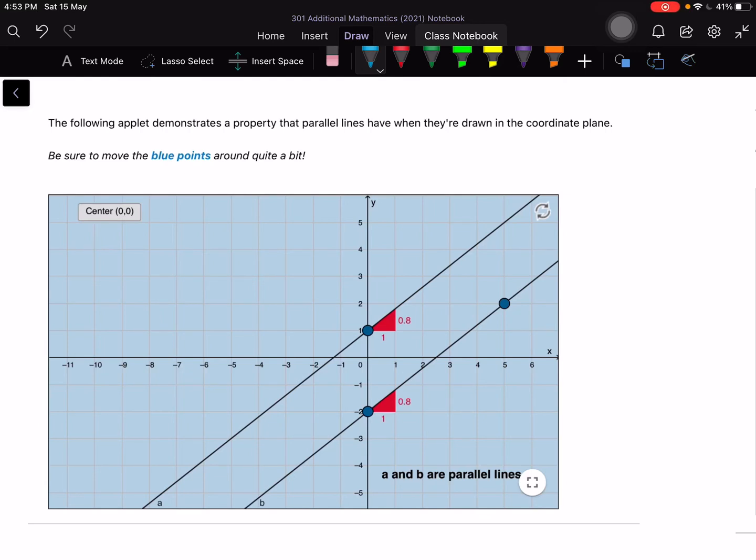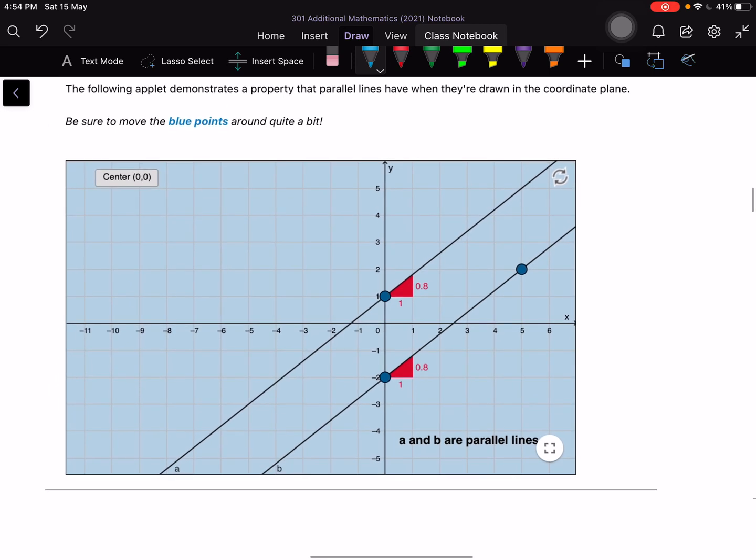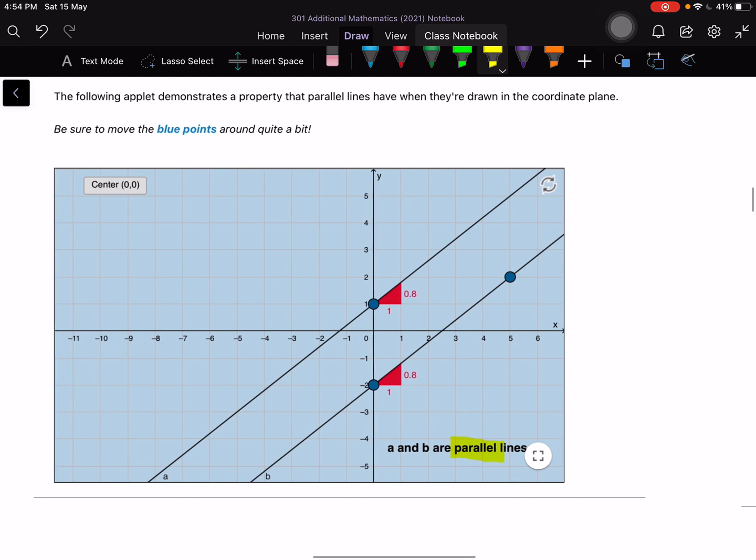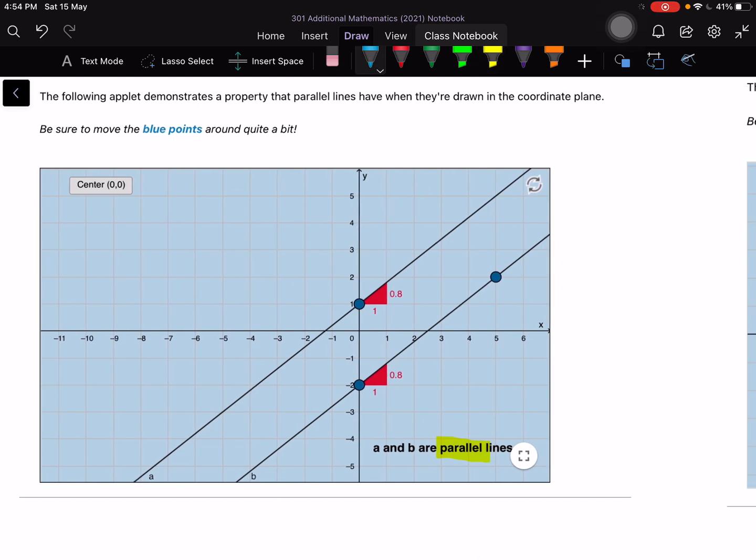In this video, we will be discussing the properties of parallel and perpendicular lines. So let's first take a look at these two lines over here, which are parallel. Let's see what are some of the properties that make them parallel lines. To do that, let's look at their gradient.